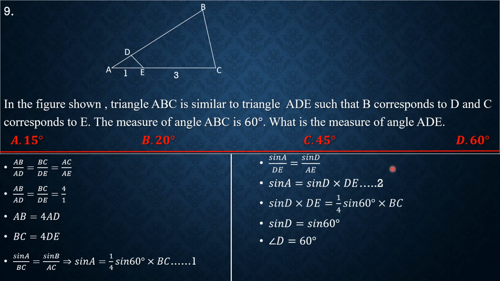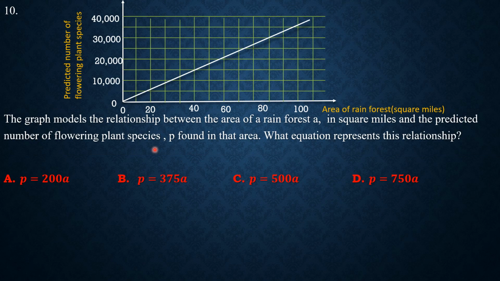Alright guys, so let's move on to the next. Our answer here is actually D. The graph models the relationship between the area of rainforest A in square meters and the predicted number of flowering plant species P found in the area. What equation represents this relationship?